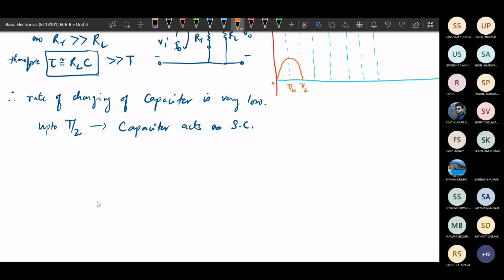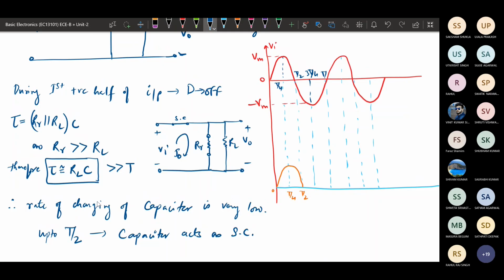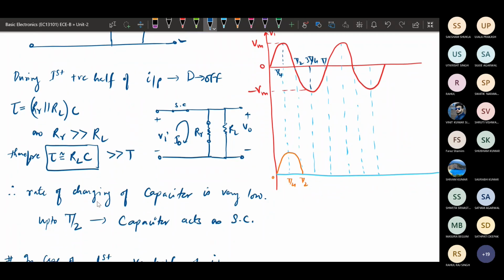Now in the case of the first negative half, in the positive half the output will be similar to whatever input we are applying. The capacitor will be short circuited and the diode is reverse biased, so it will be open circuit. Whatever input we are applying, the same output we will be getting. Now we will consider the case of the negative half.